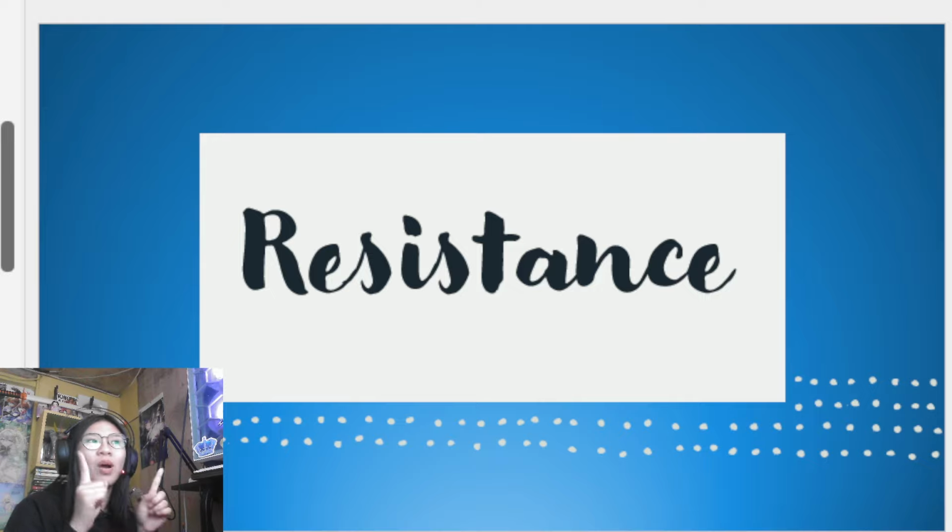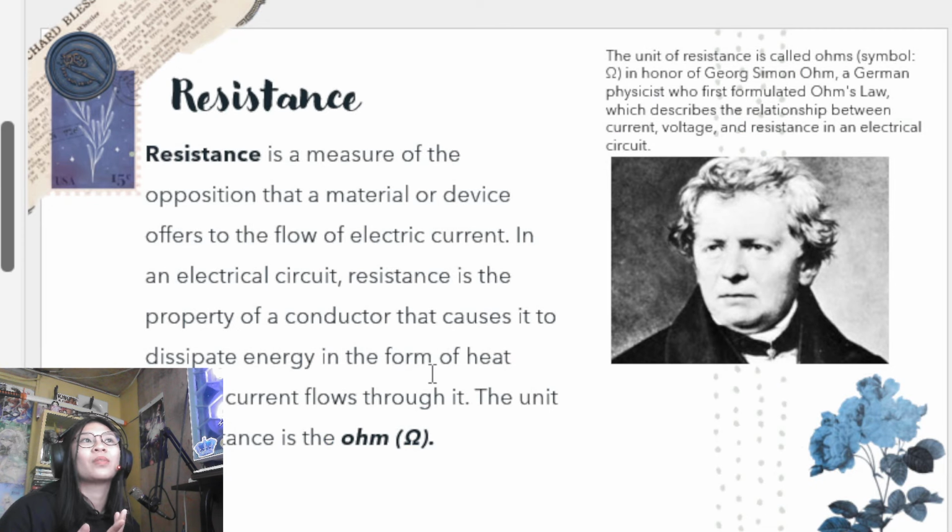We'll go first with what is resistance. So resistance is a measure of the opposition that your material or device offers to the flow of electric current. So in an electric circuit, resistance is the property of your conductor or your device that causes it to dissipate energy in the form of heat. So syempre, diba, we have discussed before that energy can only transform, cannot be created nor destroyed. It can only transform from one form to another. So in here, ang iyang electrical energy, si resistance, ilang electrical energy transforms it into heat energy.